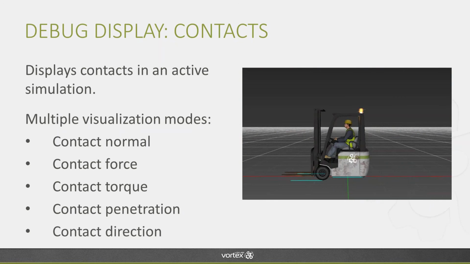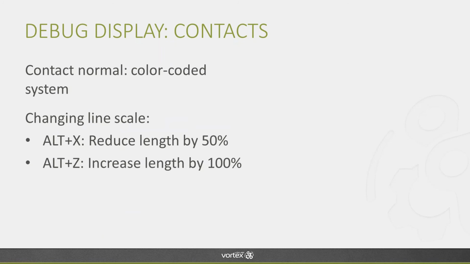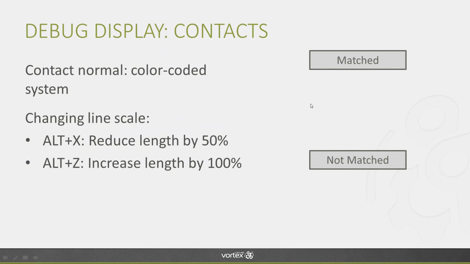And finally, contact direction will tell you the direction of your contacts. There's an extra layer of complexity here, and that is especially for color contact normals. So I'll just let Marc-Alexandre walk us through the different color coding for contact normals. Thank you, GP. So basically, the contact normal is a color-coded system between match and not match contact.